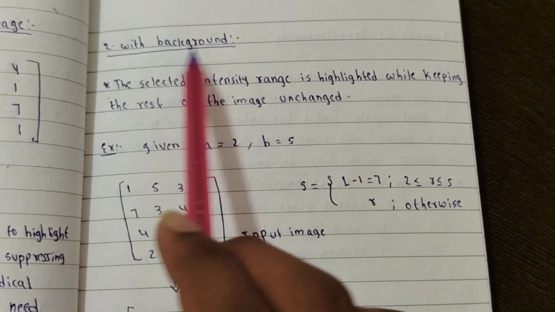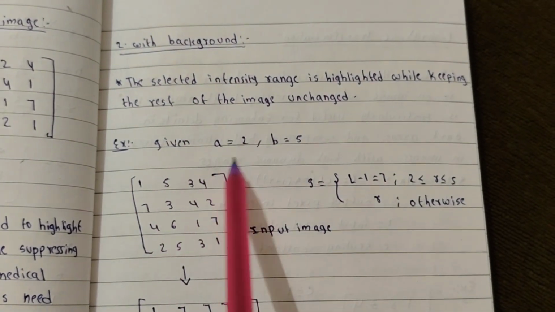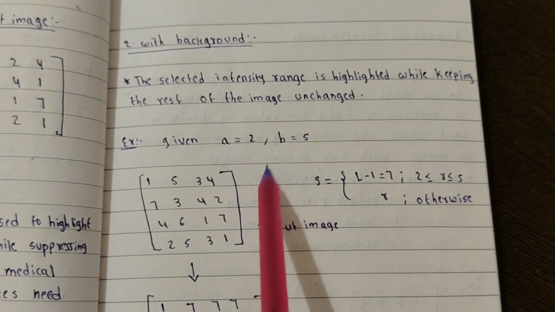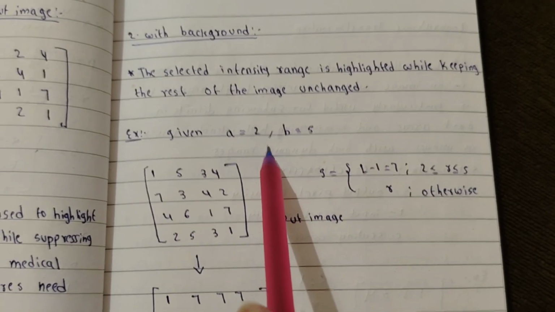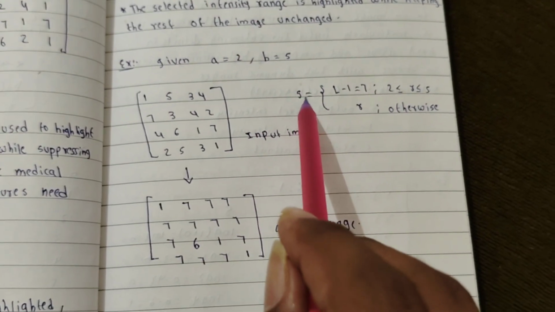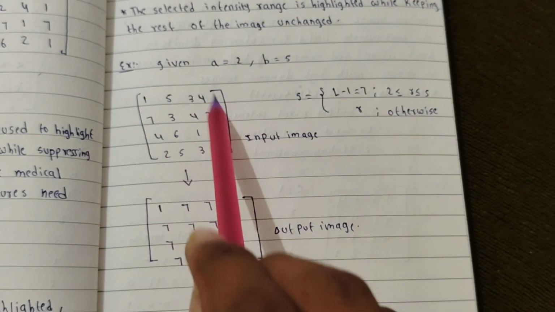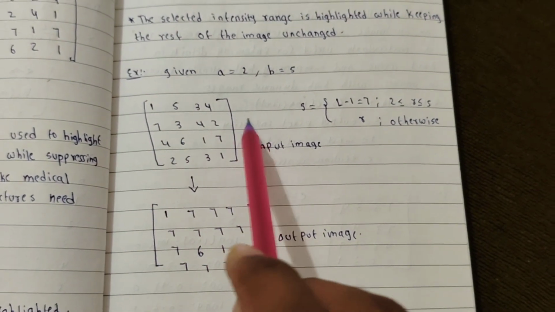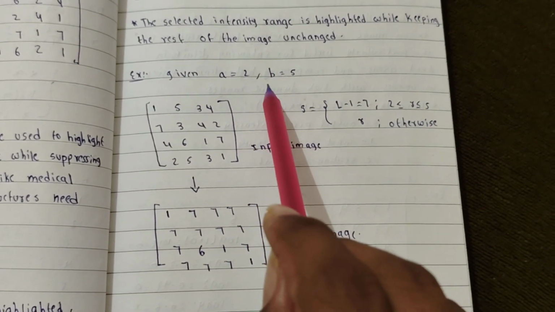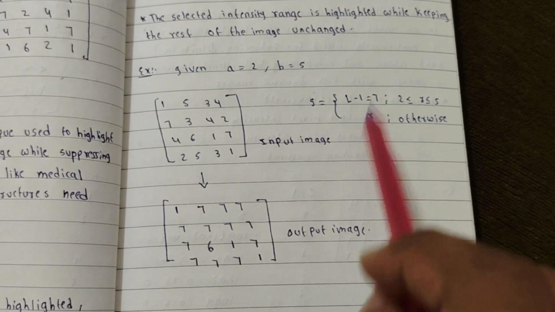The second type is with background. The selected intensity range is highlighted while keeping the rest of the image unchanged. They will give these values, and between them we will highlight the intensity ranges, and all remaining values remain the same. For example, here they gave a equal to 2 and b equal to 5. For the output image, the formula is s equal to 7. Here L equals 8, because the highest value is 7, so 2 cube L equals 8 and L minus 1 equals 7. For 2 less than or equal to r less than or equal to 5, we set the value to 7. For all other values, we keep the input image values.